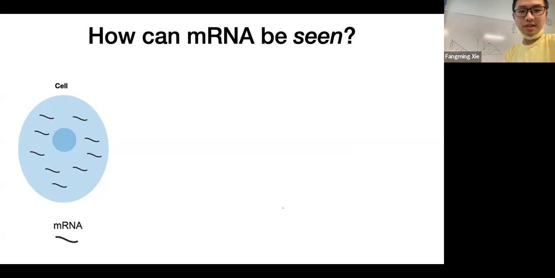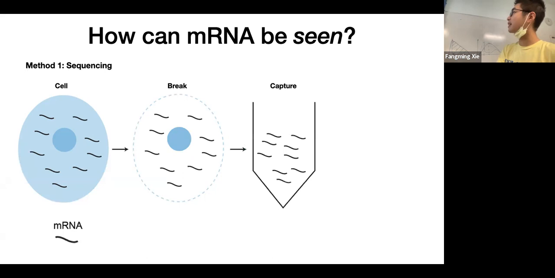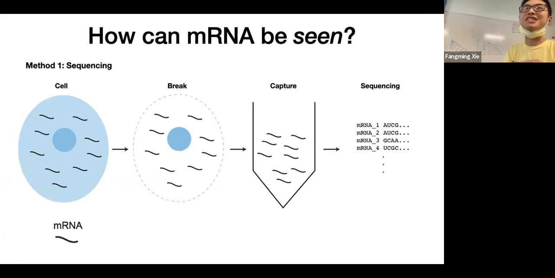How do we make it seen? They won't give off light by themselves because they're just molecules. So we need to engineer them to be seen. So what do we do? One method is sequencing. At this point, sequencing technology has been quite advanced. We first break the cells, release their mRNAs, and collect them into a tube or in other forms, so that those individual mRNA molecules get amplified and put under a sequencing machine, which is by itself pretty advanced. And so we can know the sequence of individual mRNAs we captured.